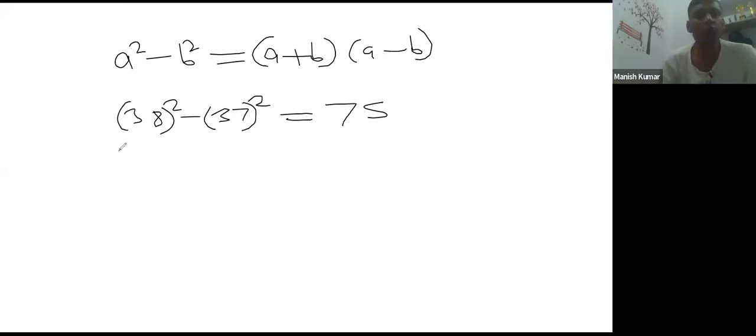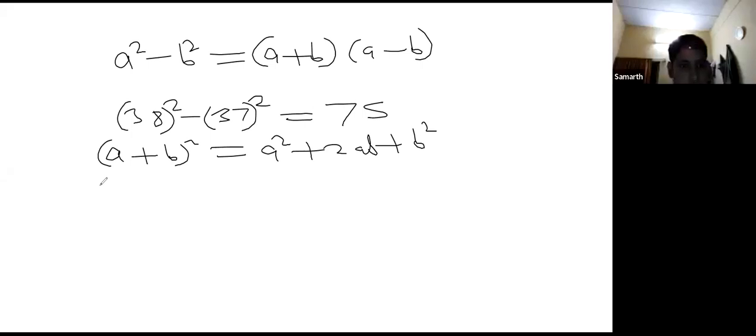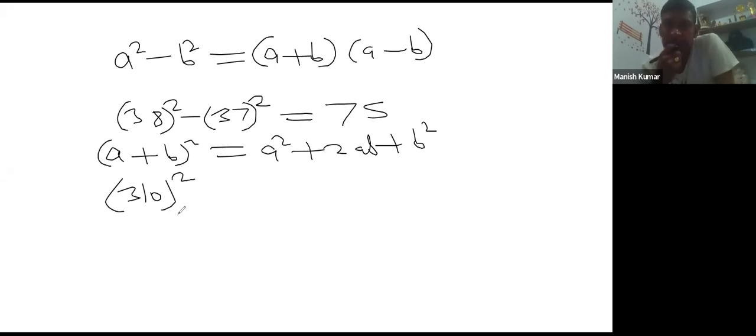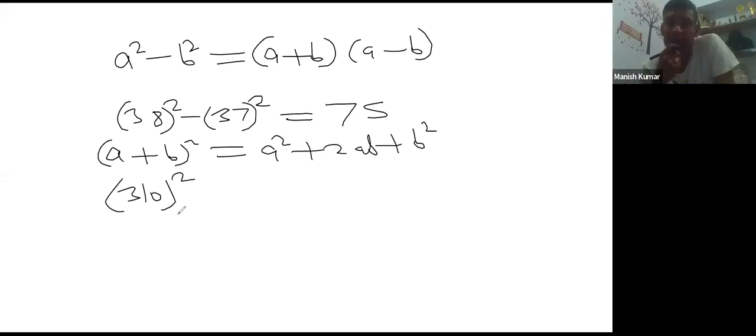Okay. Now you also know that a plus b the whole square is equal to a square plus 2ab plus b square. Are you aware of this formula, Nimisha, Naman, Samar? If no is your answer, then please write it down and remember it. So you have to use this formula to calculate 310 whole square. Nimisha, understood? Yes. So tell me how to do it on the board itself, using the same formula.